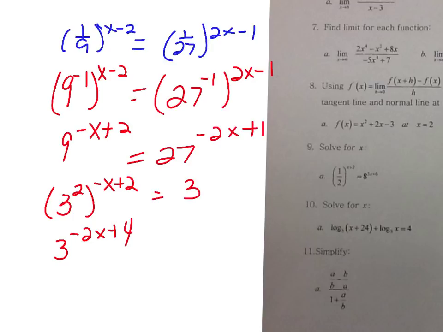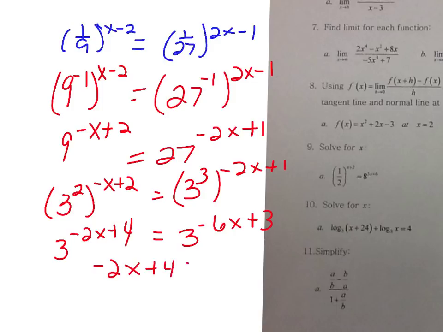27 base 3 would be 3 cubed raised to the -2x plus 1, which is 3 to the -6x plus 3. So now I have -2x plus 4 equals -6x plus 3. So I'm going to add 6x to both sides. I get 4x. Minus 4 from both sides. I get -1. So x is equal to -1/4.